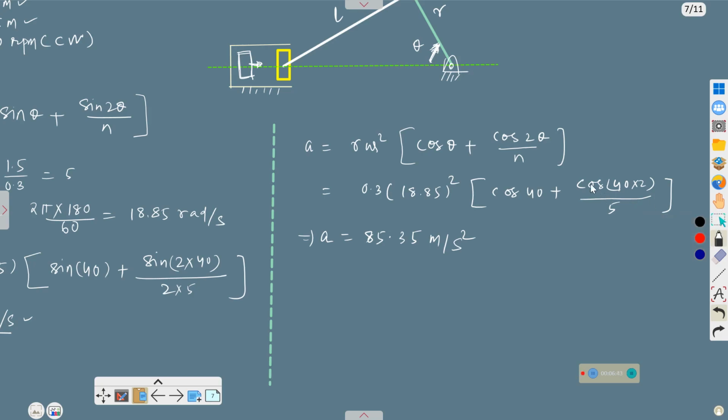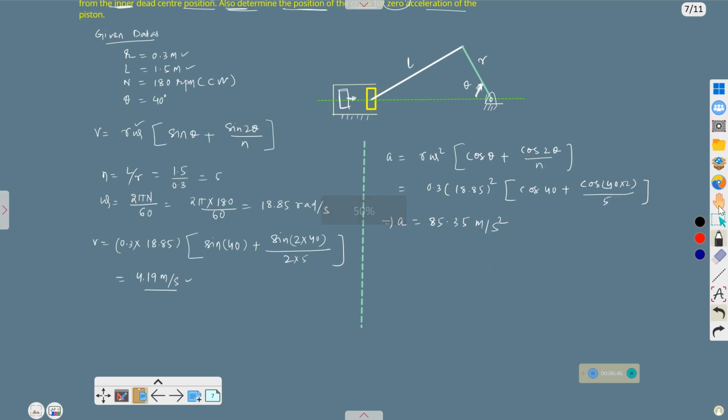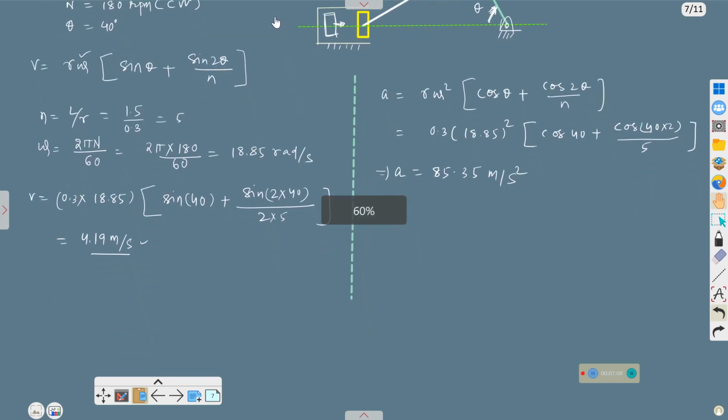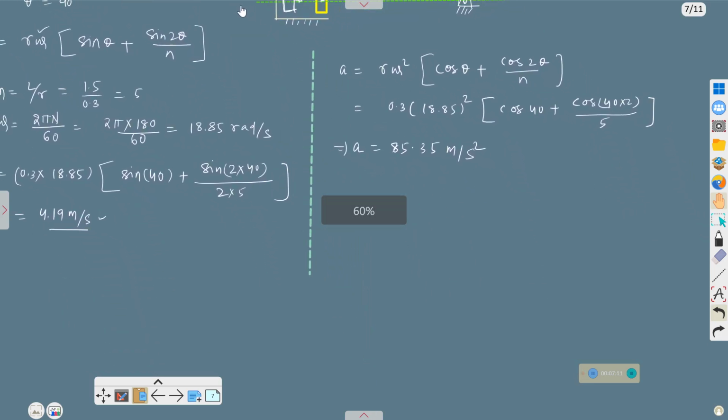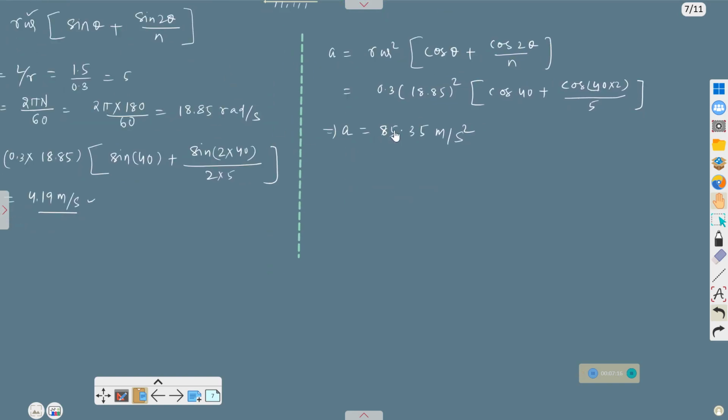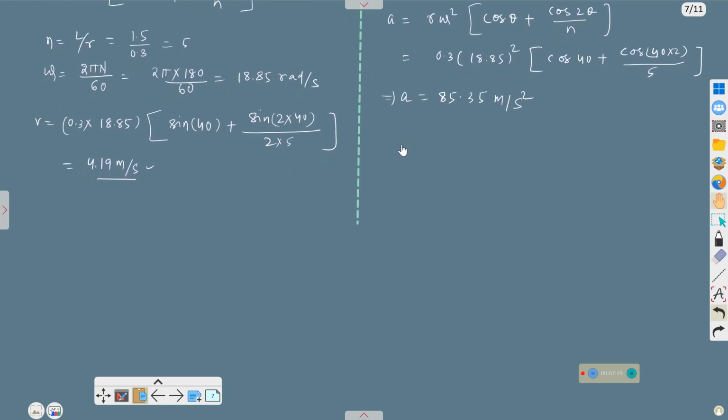Now the next thing we have to find out, so let us go to the question again. Okay. In the next half, it is asking for the position of the crank for zero acceleration of the piston, right? If the acceleration of the piston is zero, what will be the crank position, the crank angle? To find that, we have the expression of the acceleration of the piston, and we have to equate that expression with zero. From that we can find the values of theta. Okay, so let us do that.